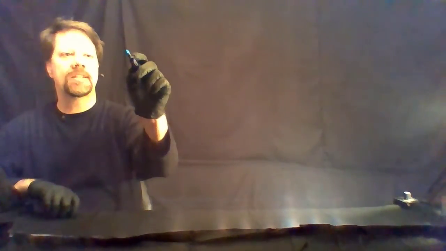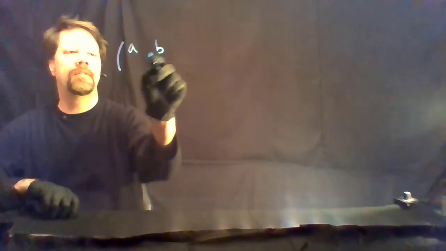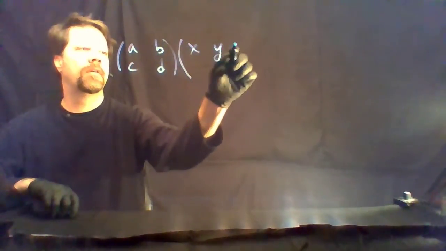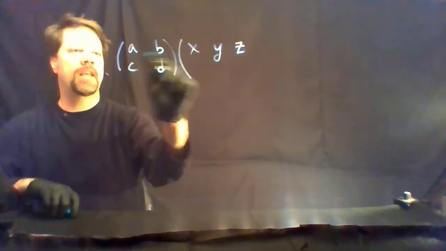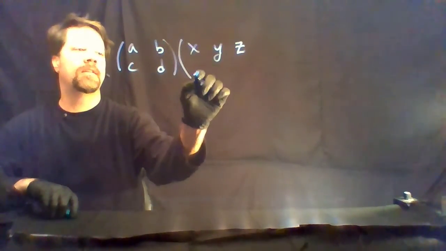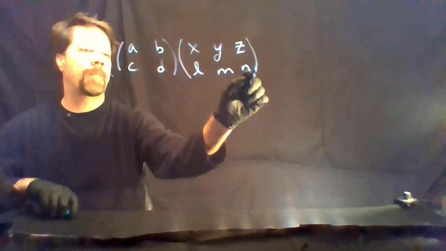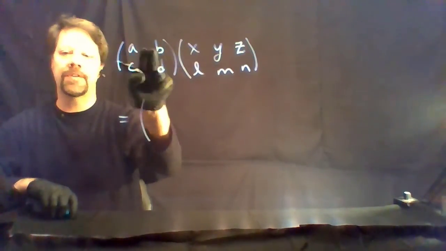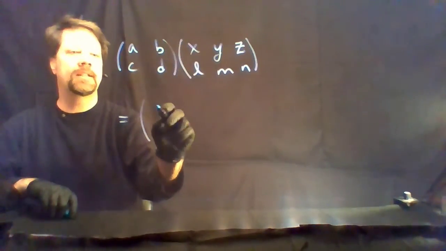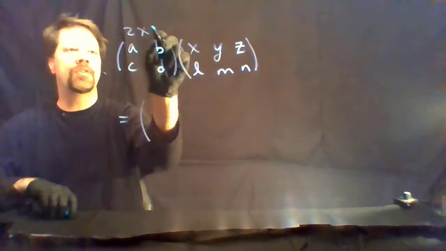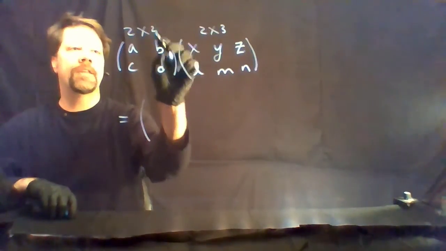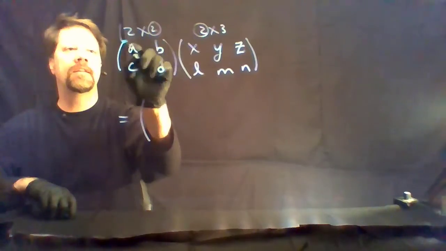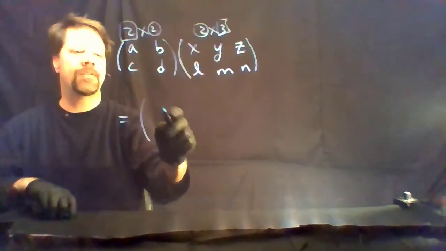As we've already discussed, for matrix multiplication, if I have, say, A, B, C, D, X, Y, Z, L, M, N, the product is defined by taking rows in the first matrix and multiplying onto columns in the second matrix. This is 2 by 2, this is 2 by 3. Since these numbers match, the product is defined. The product will be a 2 by 3 matrix.